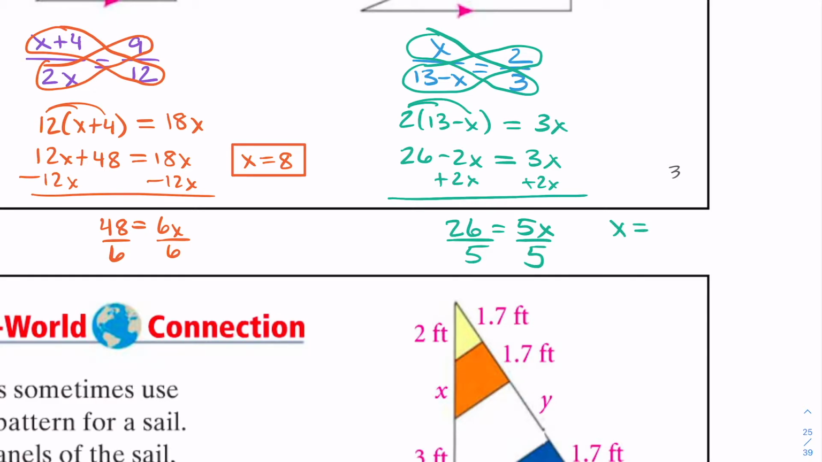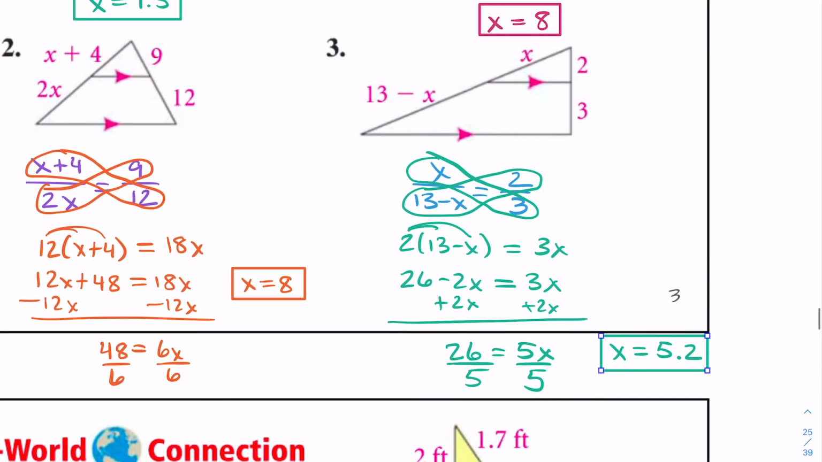x equals 5.2. Okay. And we can check this. 2/3, 2 divided by 3 is about 0.667 repeated. And then we're going to have 13 minus 5.2 is 7.8. So 5.2 divided by 7.8 is 2/3 as well.